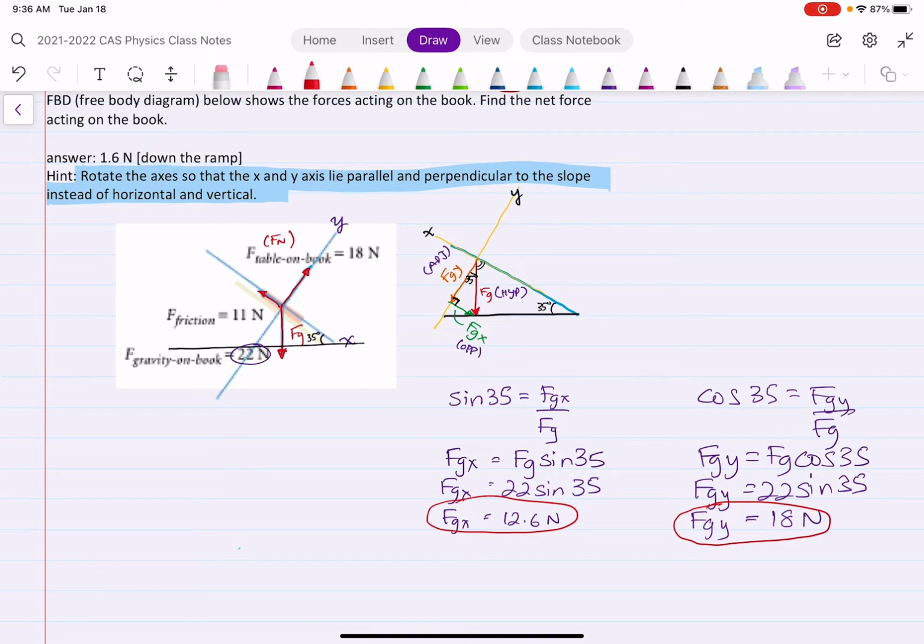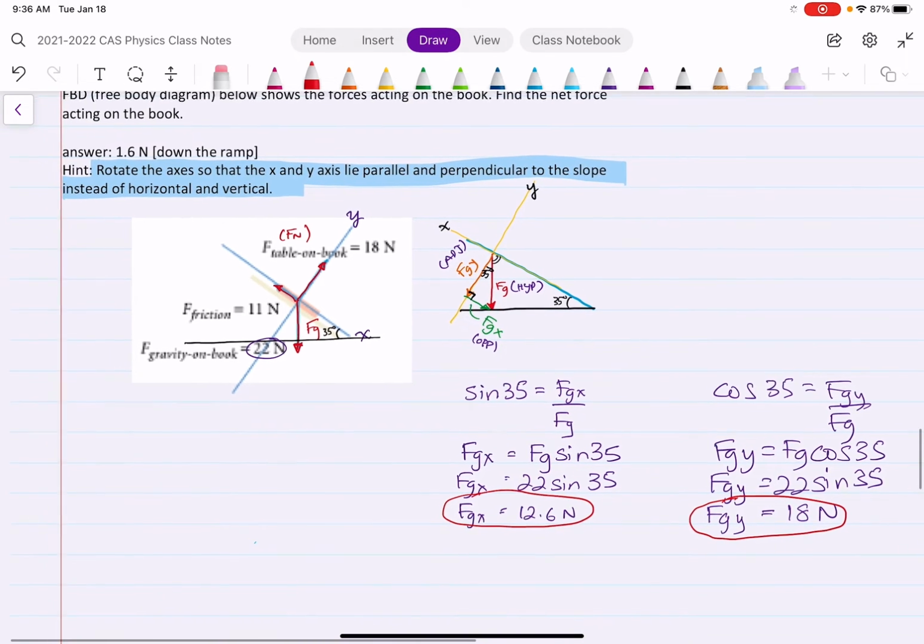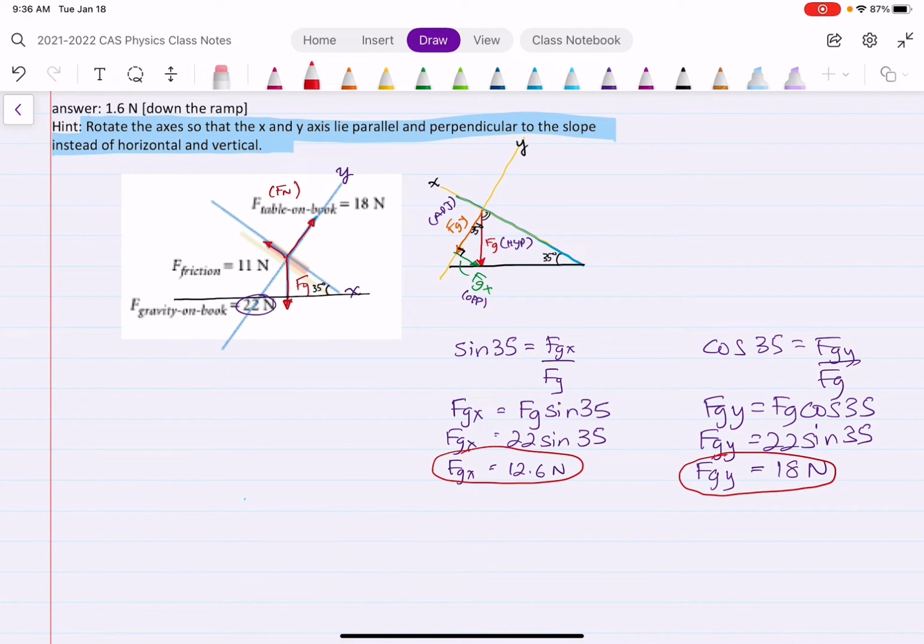Now going back to the big picture, we're trying to find the net force. So we're going to pick a dimension, just like we did before. Let's start parallel to the slope, and remember, this is the x direction. Same as before, F net in the x direction equals the sum of the x forces. Now what's acting in the x direction? We should pick a sign convention. I'm going to make this direction of x positive and this direction of x negative.